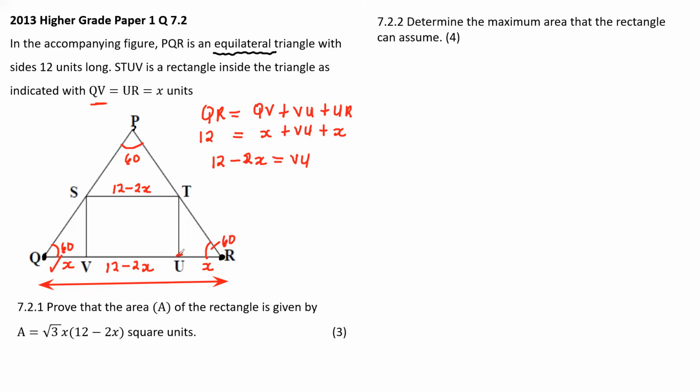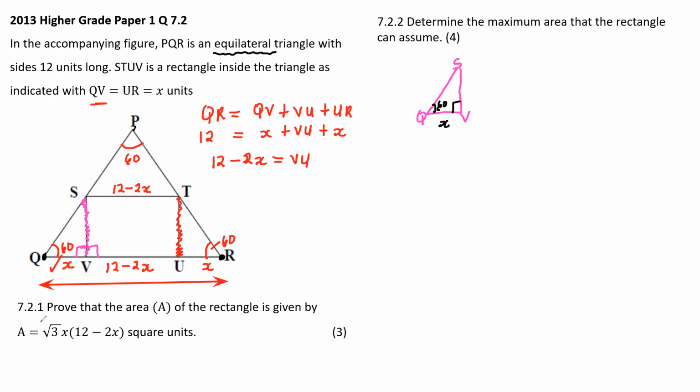What I don't know is TU. I also don't know SV. But let's do math and be very clever. Look at this. It's a rectangle, so the angle here is 90, and the angle here is also 90. So now if I consider SQV, it's now a right-angled triangle, where this is 90, this is X, and the angle here is 60.